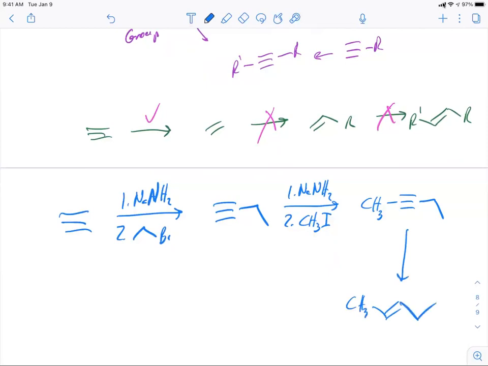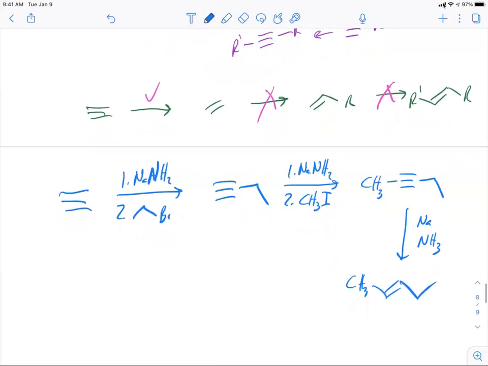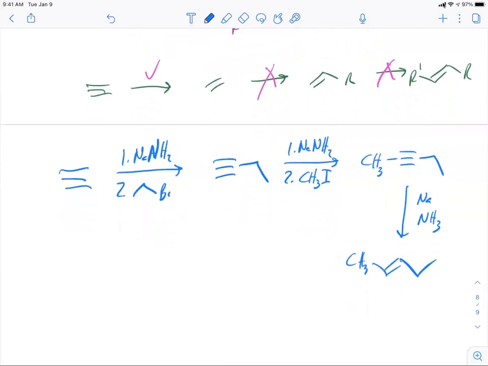Right? And how do we do the trans? That was on Monday, right? We used dissolving metal, which is sodium in ammonia, not sodium amide, but sodium in ammonia, and that'll give us our trans position. Questions about this synthetic strategy?